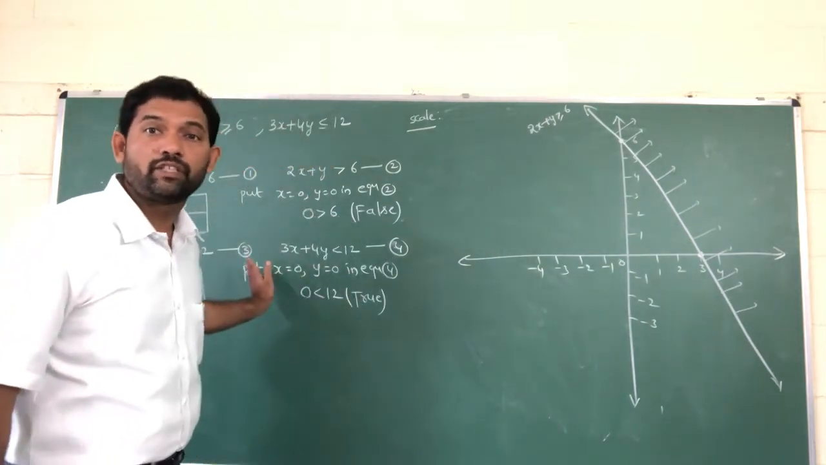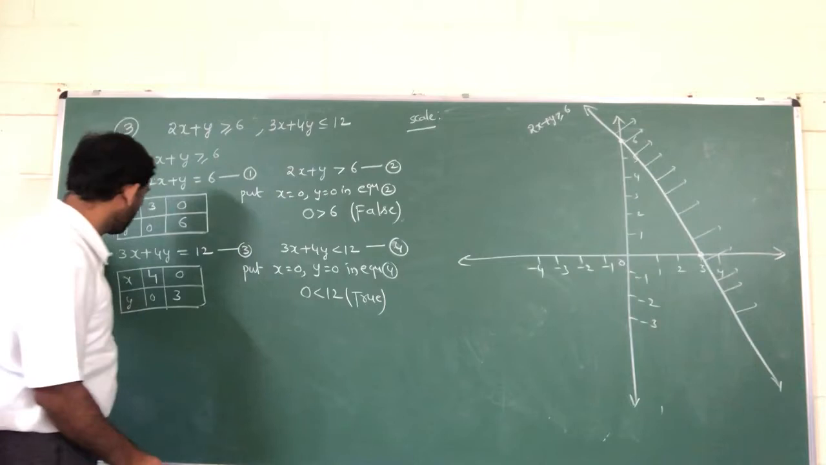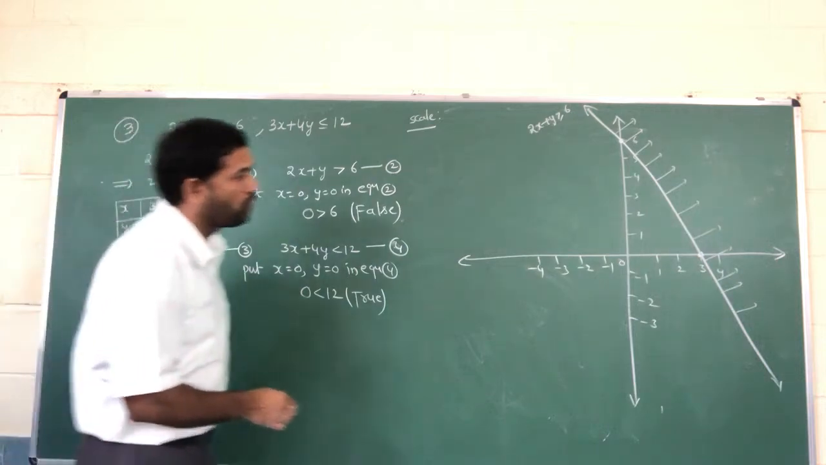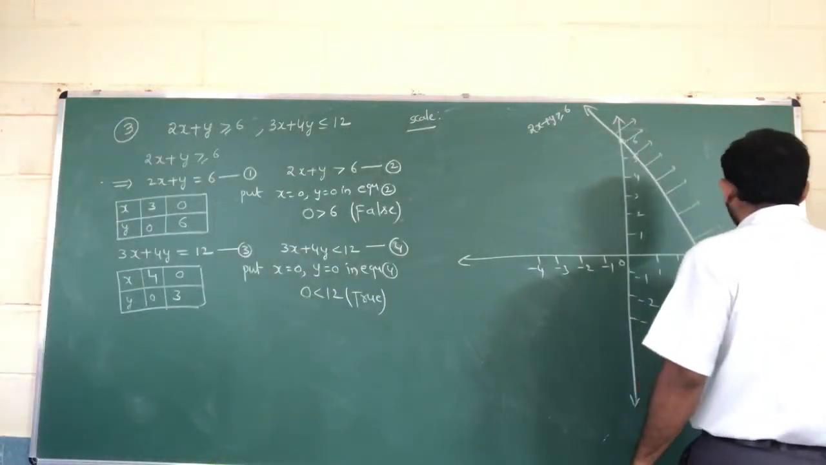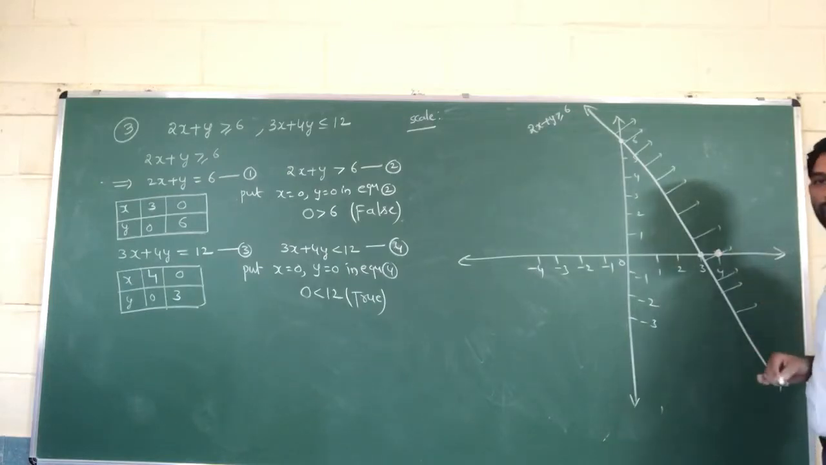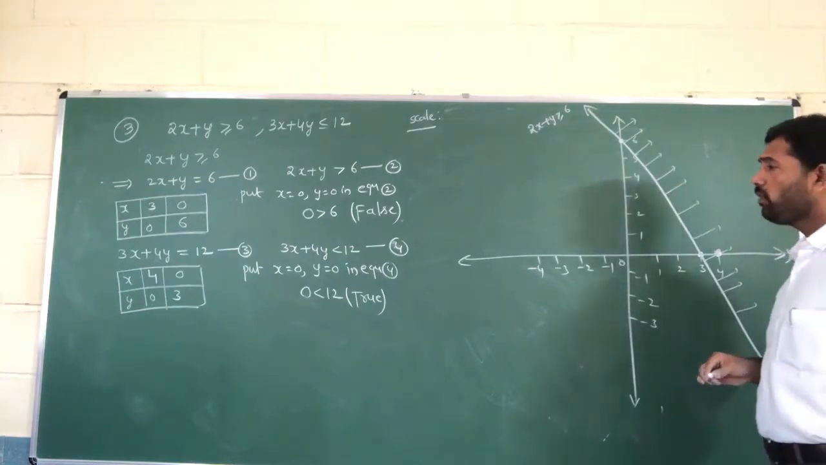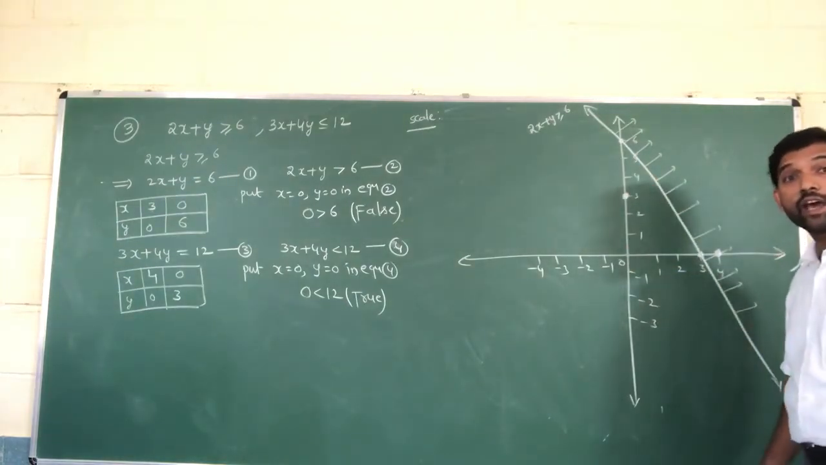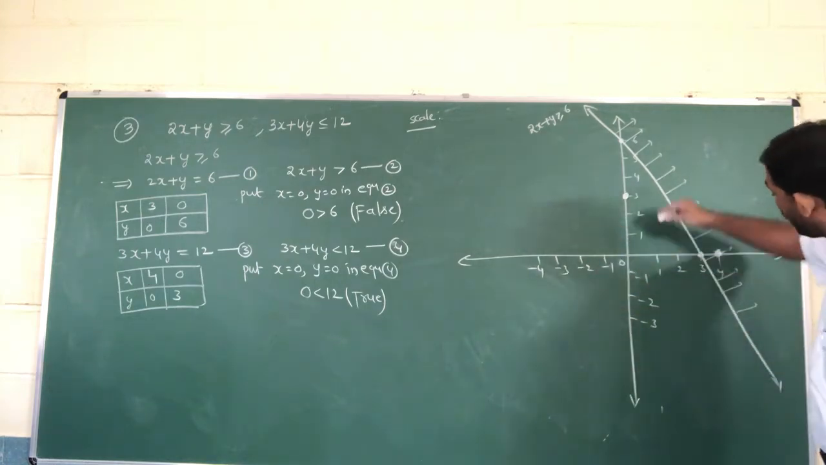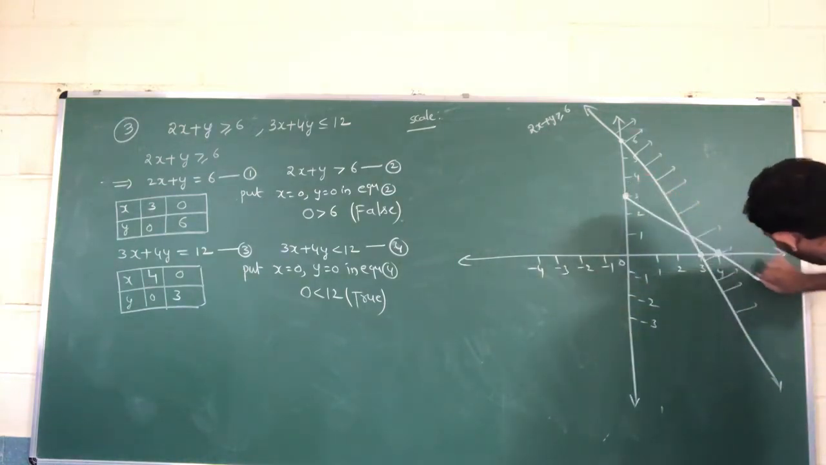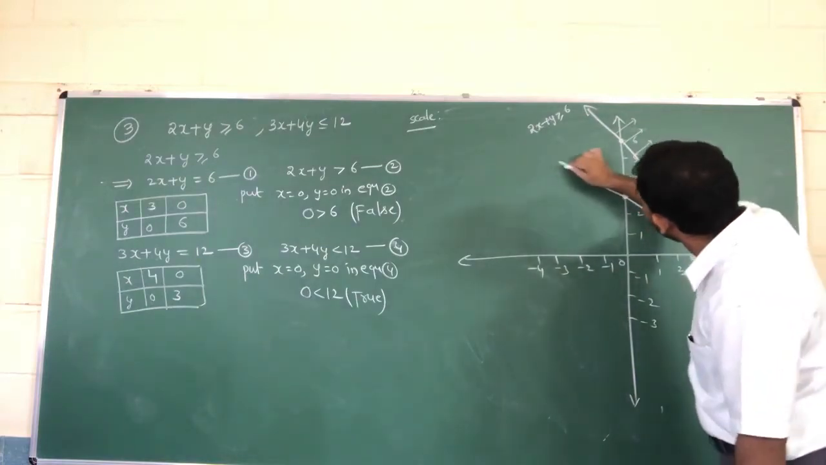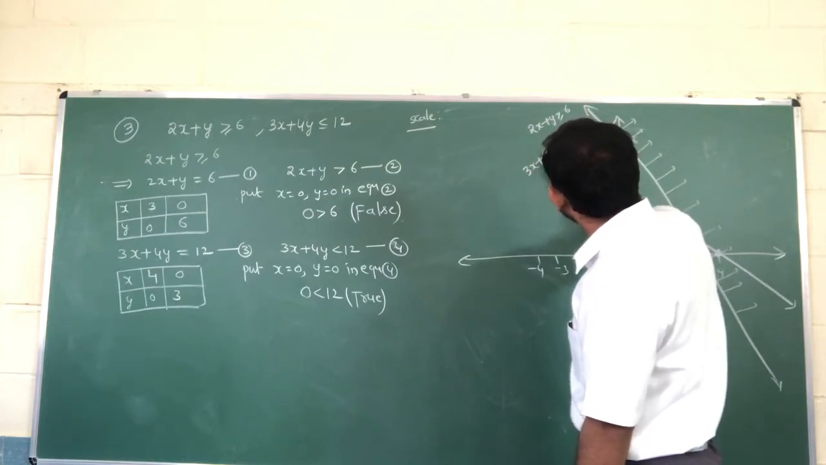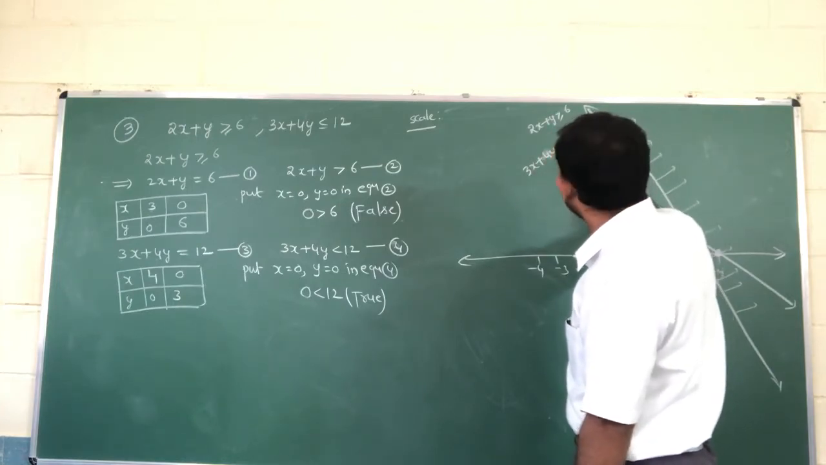So we'll go for equation 3 and equation 4. What is equation number 3? x is equal to 4, y is equal to 0 means you have to take this point here. Next one, x equal to 0, y is equal to 3 means here you have to take. Join with a dark line or dotted line? Equal is there, so you take a dark line. What is that? 3x plus 4y less than or equal to 12.